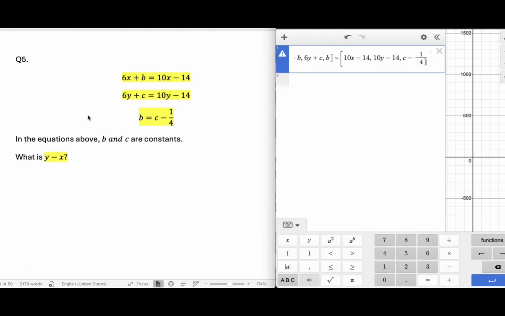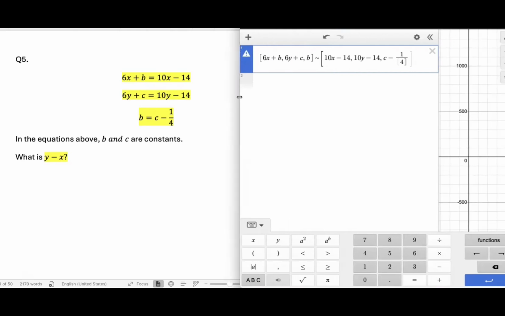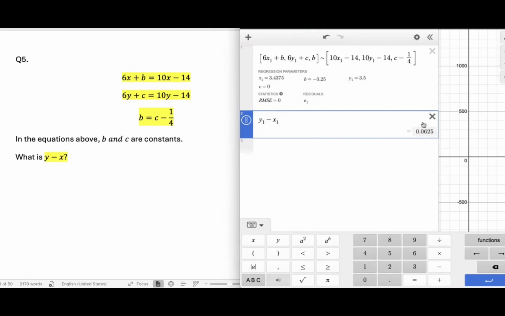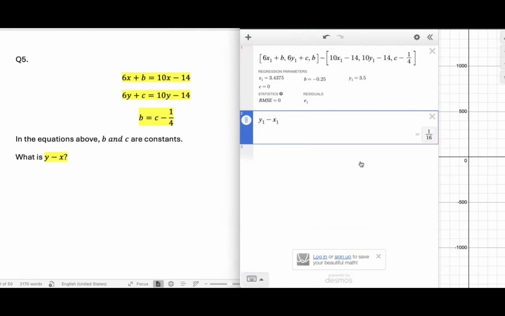This is actually a very nice algebra question. When you solve it, it's so beautiful. And so this is what you got. If you have to do the regression, you have to put x1, y1, x1, y1, and they give you the right answer right here. Now they want us to find y minus x. It's a trap. If you type y minus x, you're not going to get an answer, right? Because your answers are now y1, x1. So you get y1, x1. And that gives you the value. And this is 1 over 16.